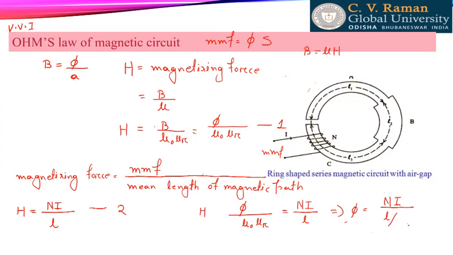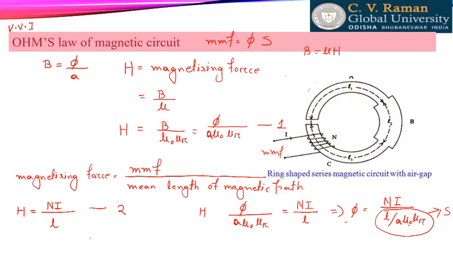Here I forgot to write this: B is equal to flux per area. So A mu naught into mu r. Okay, and why have I arranged it like this? Because this is a formula. This is the formula of reluctance.